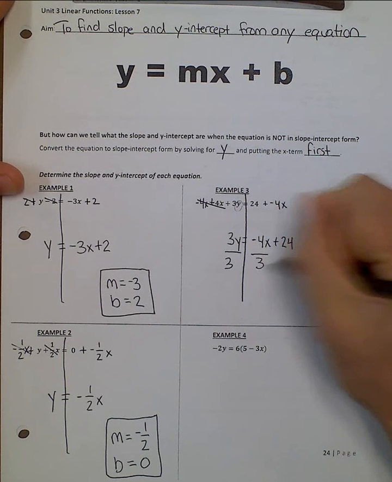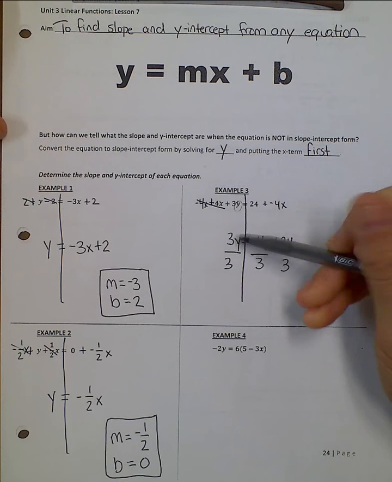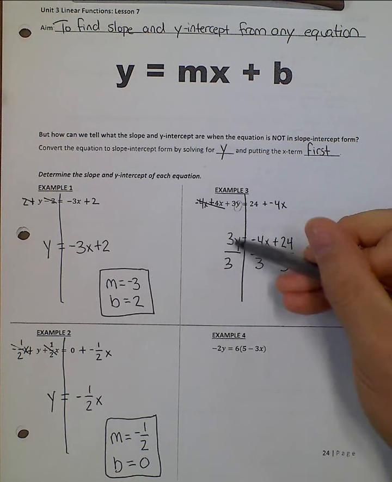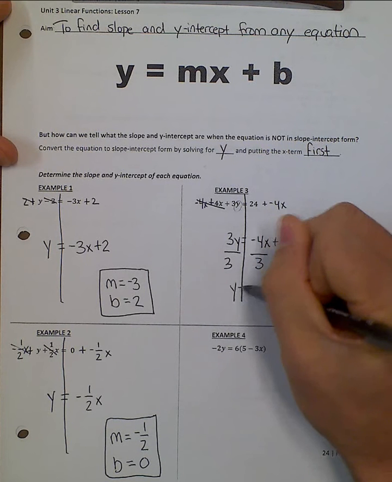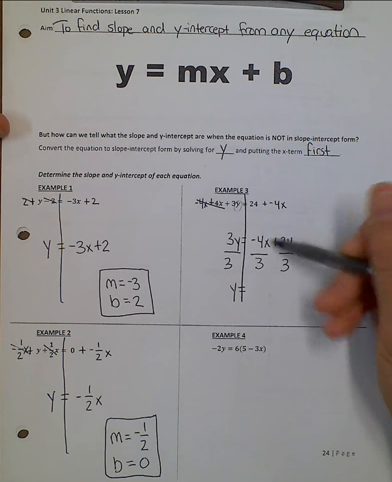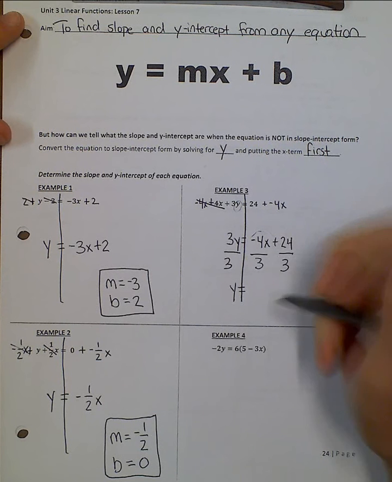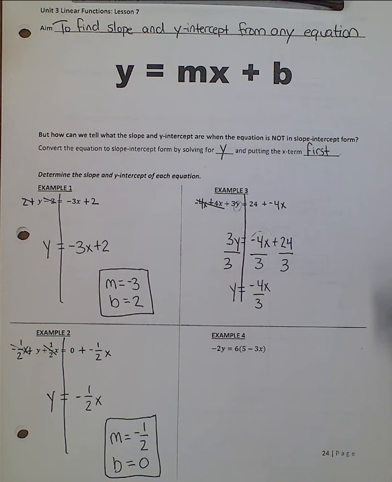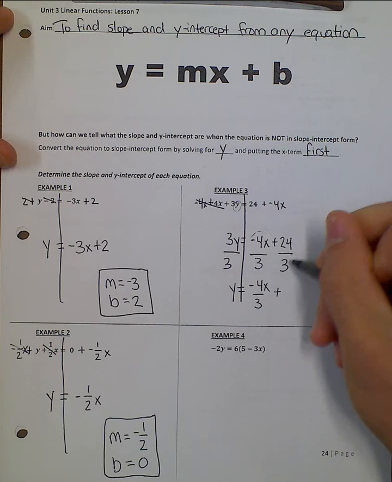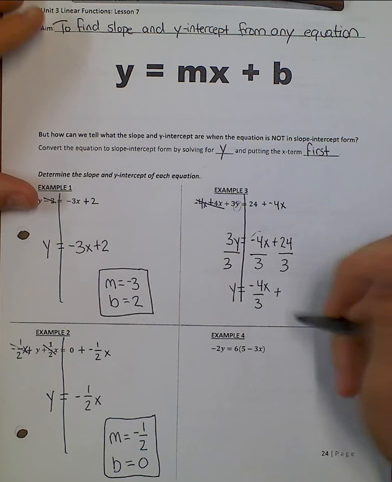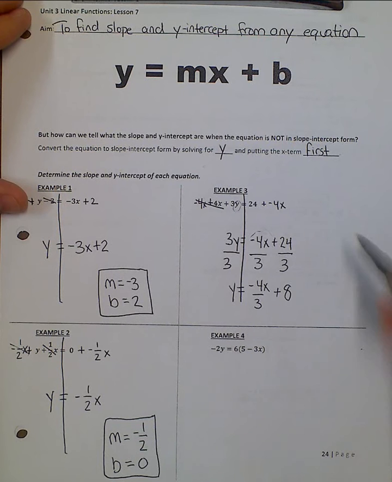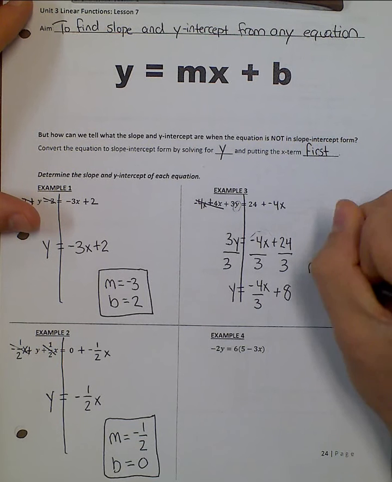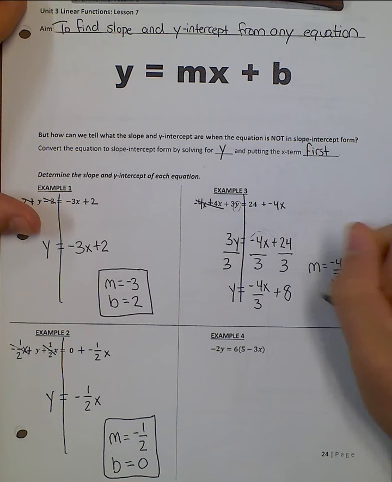Once I divide something by 3, I must divide every term by 3. 3y divided by 3 is just 1y. I'm going to leave this as an improper fraction, negative 4x over 3, because I can't simplify that like I can the next fraction. 24 over 3, 24 divided by 3 is 8. My equation is in slope-intercept form, so my slope is negative 4/3. My y-intercept is 8.